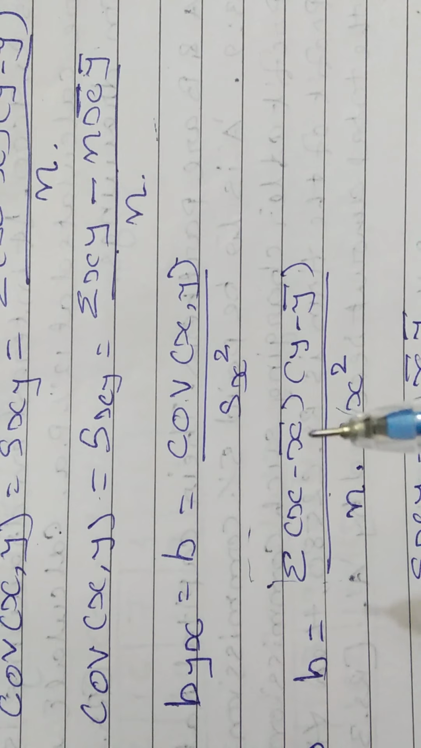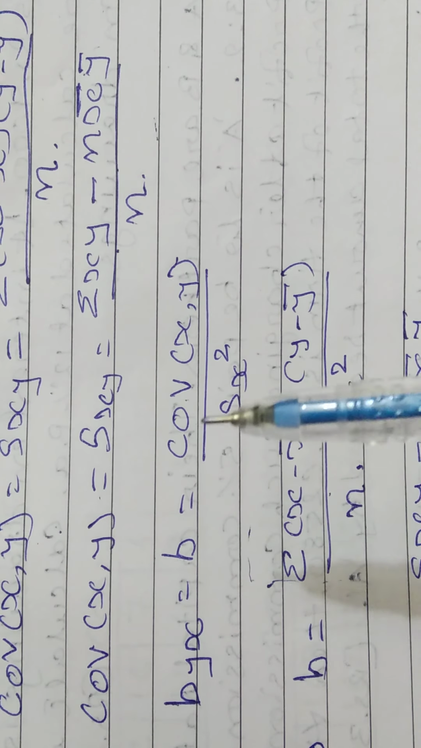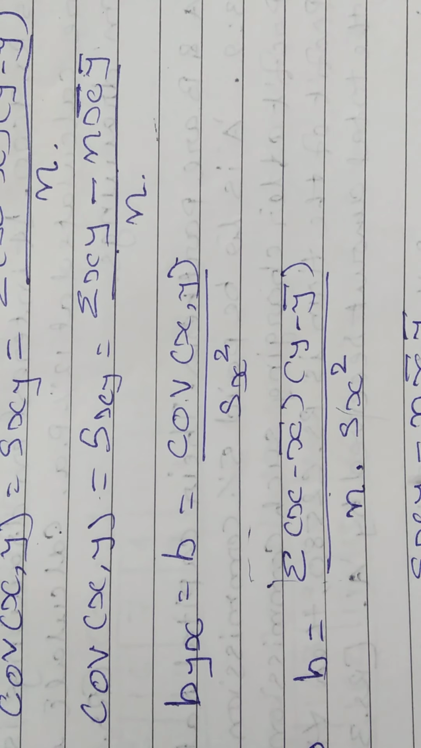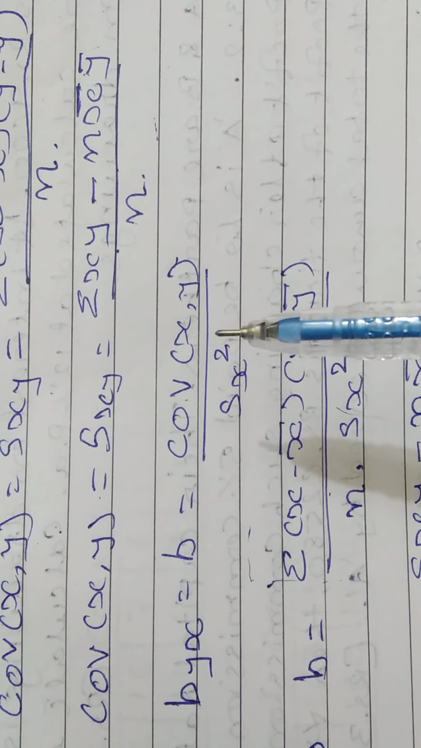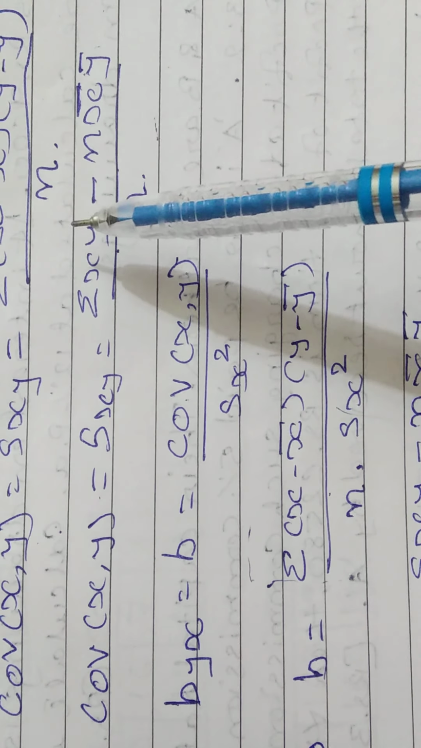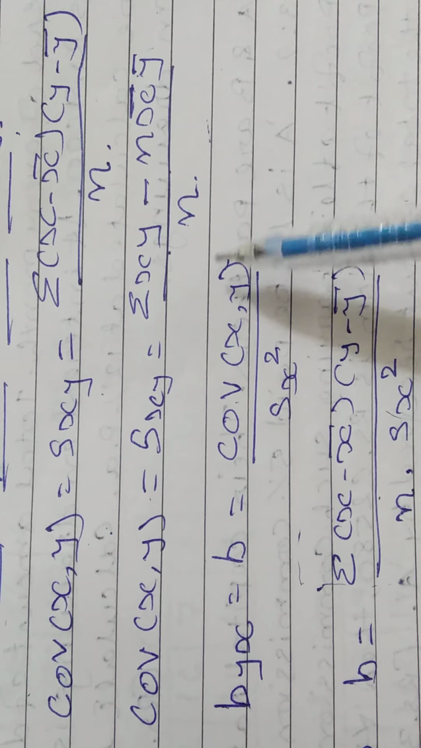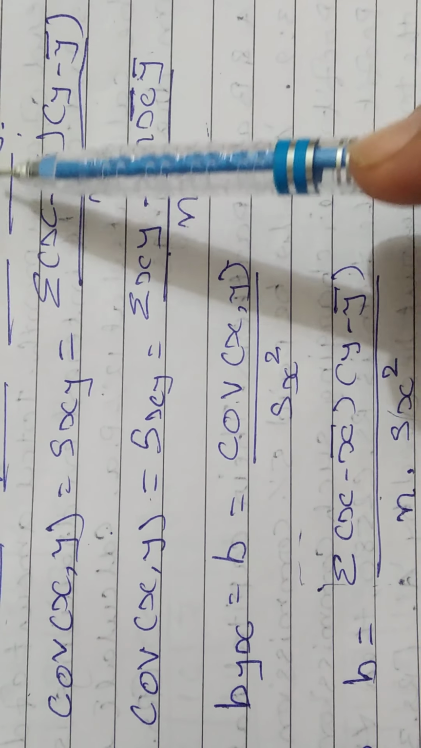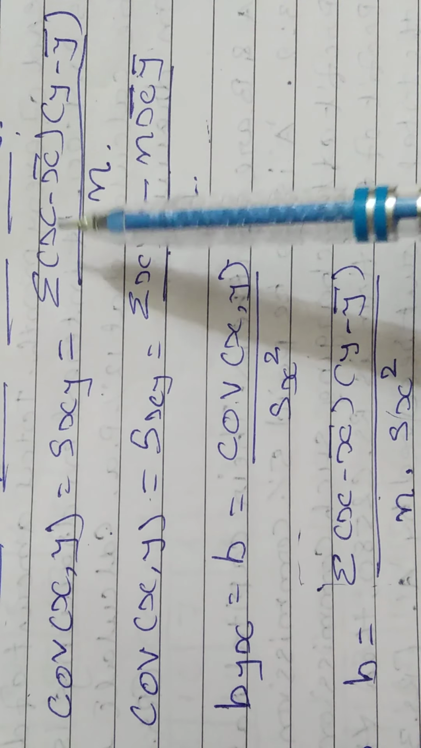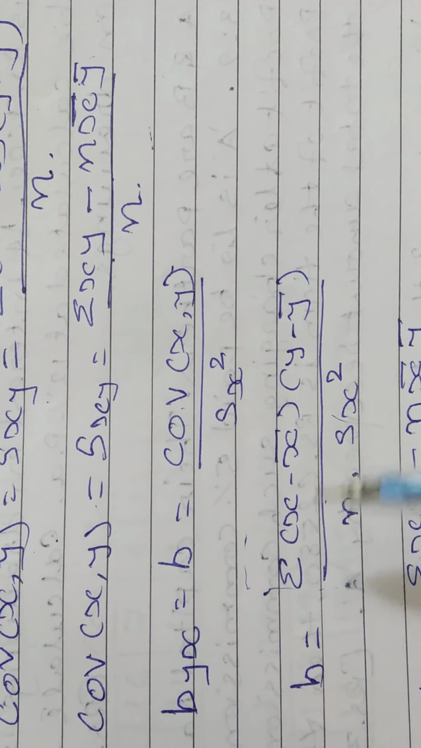But here, the formula is a little changed. b is equal to covariance xy upon sx square. That means the square of the standard deviation of x. Now, instead of covariance xy, we are going to place sigma (x minus x bar)(y minus y bar) upon n.